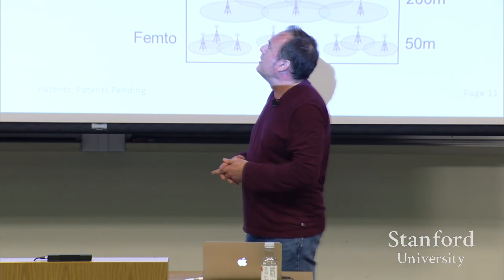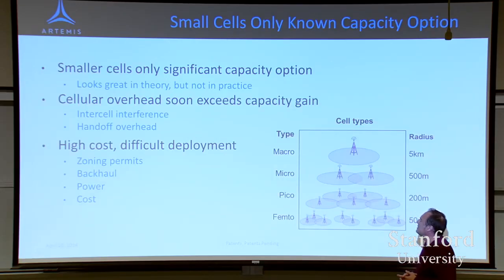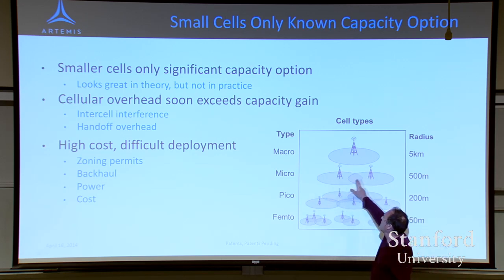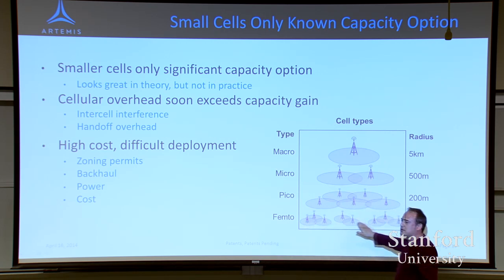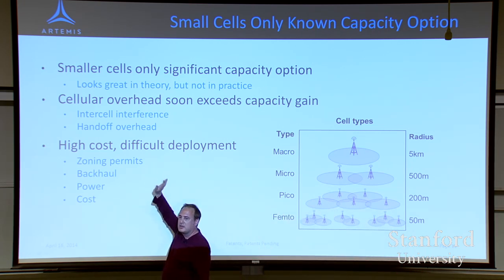Okay. So you have intercell interference. Okay, then you have handoff interference issues. And again, handoff through what are called metro cells is very infrequent. Handoff through femtocells could be every second down a roadway, okay? Handoff is a huge amount of overhead. Then you get into the costs that they're running into, the zoning permits, the backhaul.